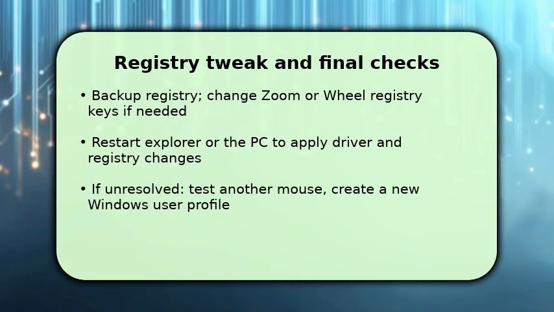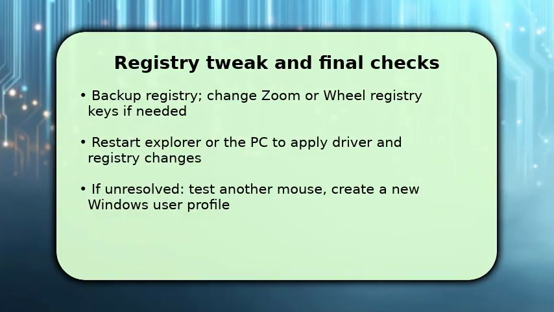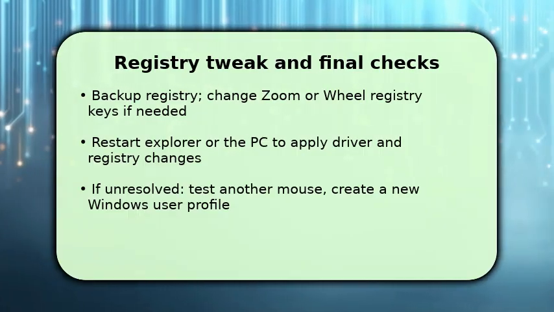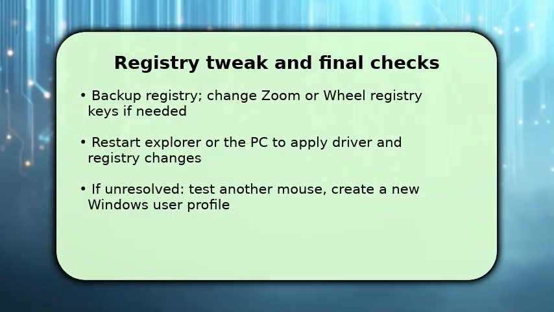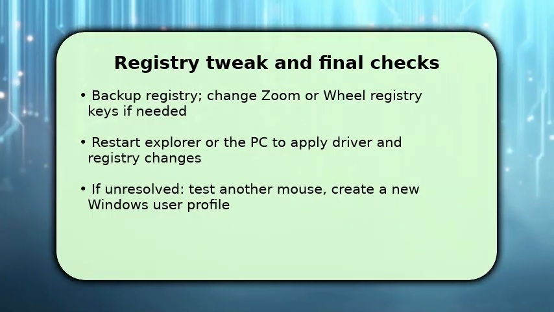You finish with system-level fixes and verification so the change persists. Back up the registry, then edit relevant keys for mouse wheel behavior or zoom mapping only if drivers and app settings failed. Incorrect edits can break input. After changes, restart Explorer or reboot the PC to commit settings.